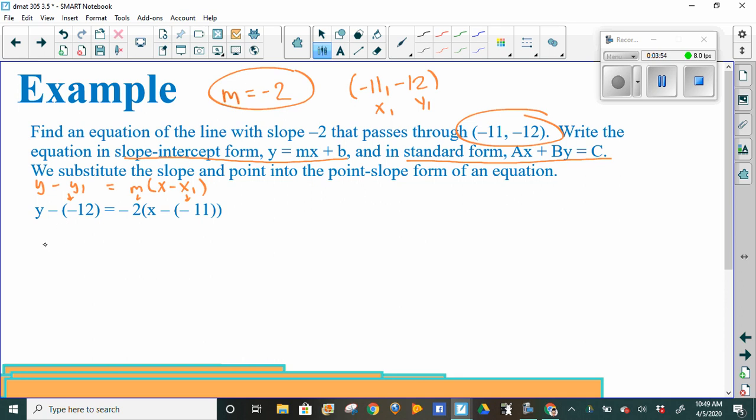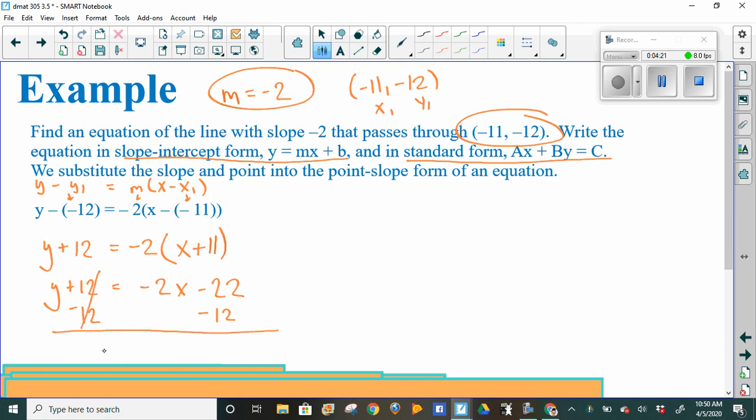We know that 2 negatives make a positive, so this becomes y plus 12 equals -2 times x plus 11. So now this looks a little easier on the eye than all of this. So now I'm going to clean it up by distributing. So y plus 12 equals -2x minus 22. And now I'm going to subtract 12 from both sides so that I can get slope-intercept form. y equals -2x minus 34. Okay, so here is your slope-intercept form.